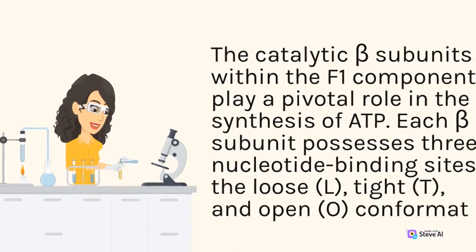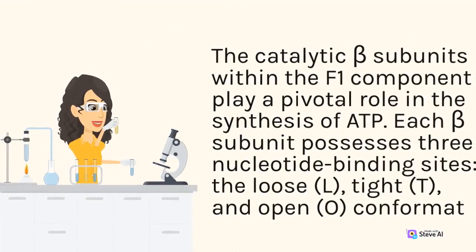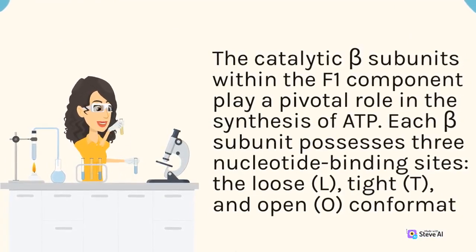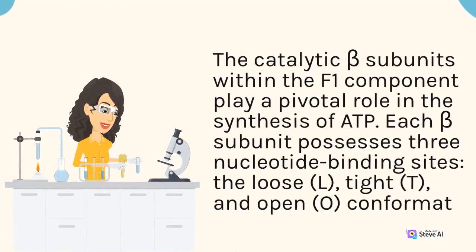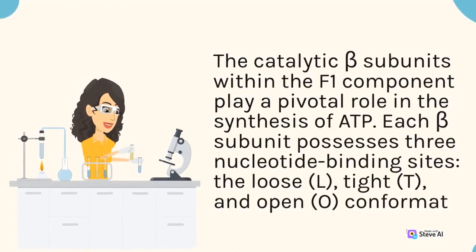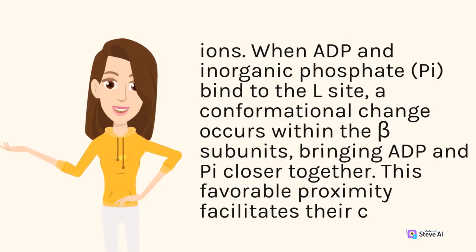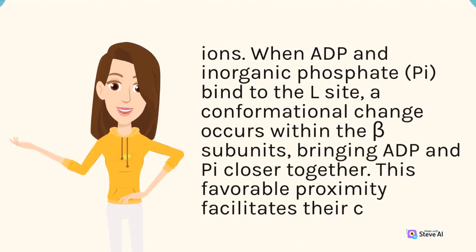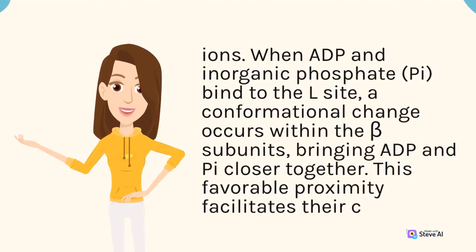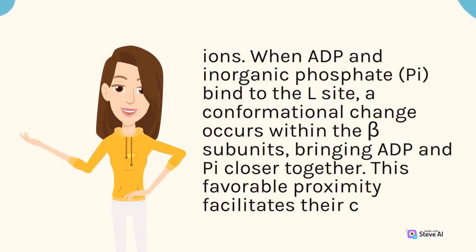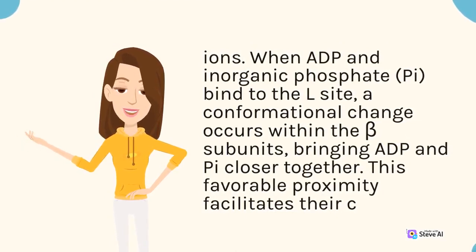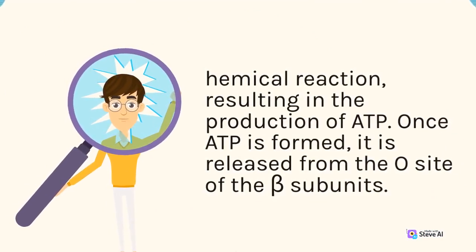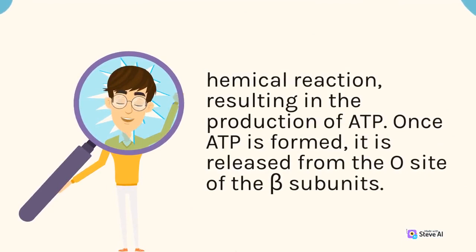The catalytic beta subunits within the F1 component play a pivotal role in the synthesis of ATP. Each beta subunit possesses 3 nucleotide binding sites, the loose, L, tight, T, and open, O, conformations. When ADP and inorganic phosphate, Pi, bind to the L site, a conformational change occurs within the beta subunits, bringing ADP and Pi closer together. This favorable proximity facilitates their chemical reaction, resulting in the production of ATP. Once ATP is formed, it is released from the O site of the beta subunits.